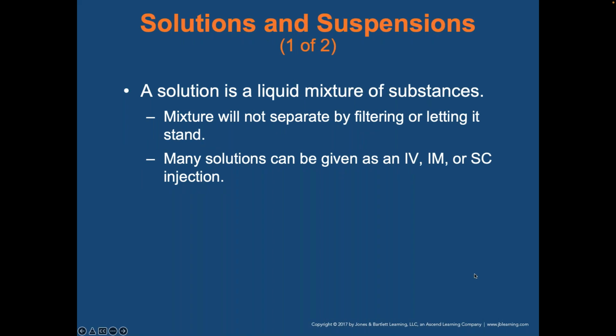Solutions and suspensions. A solution is a liquid mixture of one or more substances that cannot be separated simply. Solutions can be given by almost any route, and when given by mouth, solutions may be absorbed from the stomach fairly quickly because this medication is already dissolved. Many solutions can also be given as an IV, IM, or subcutaneous injection.